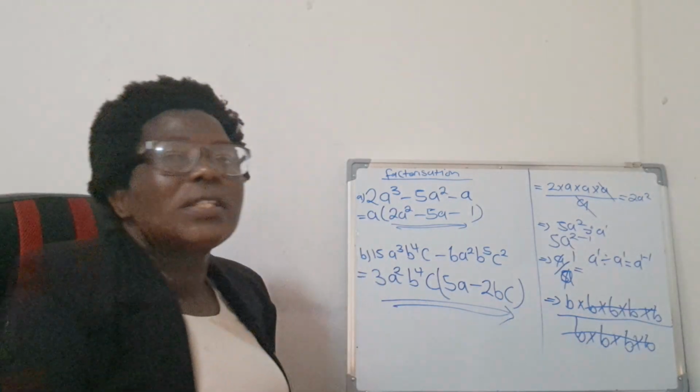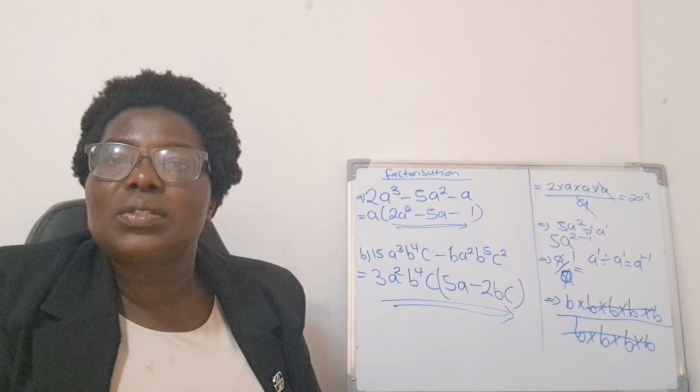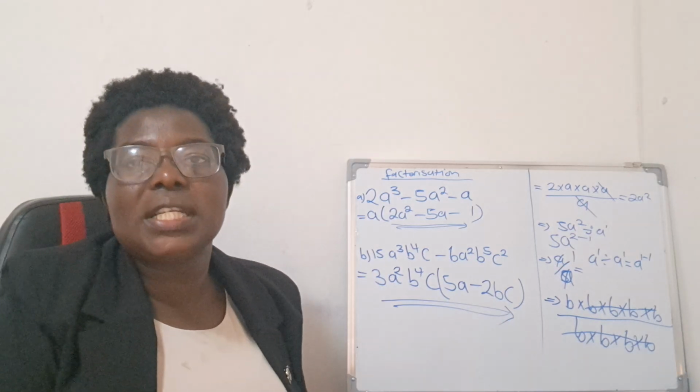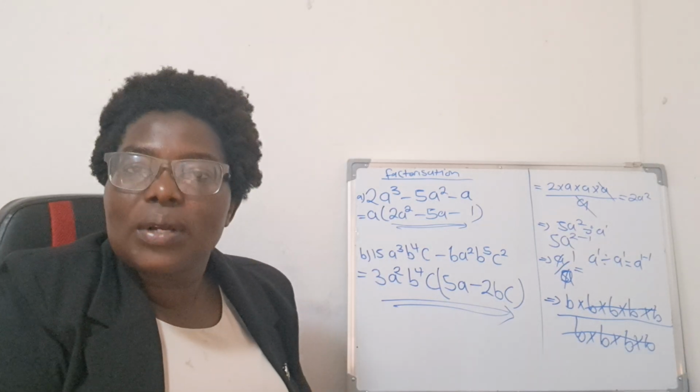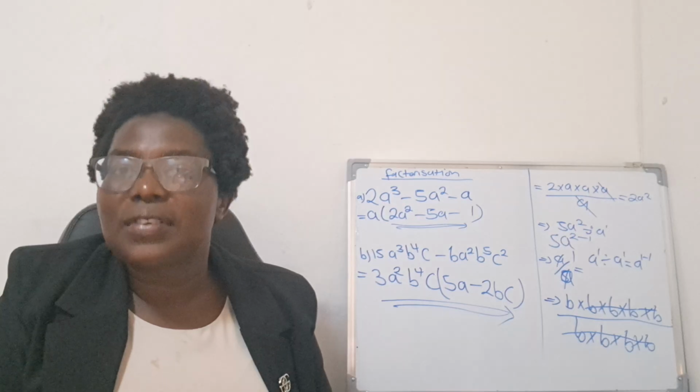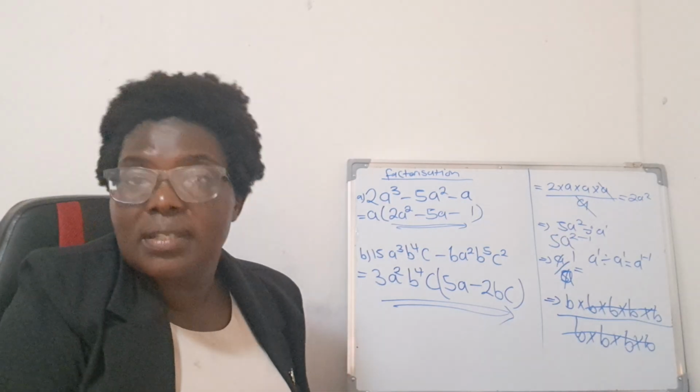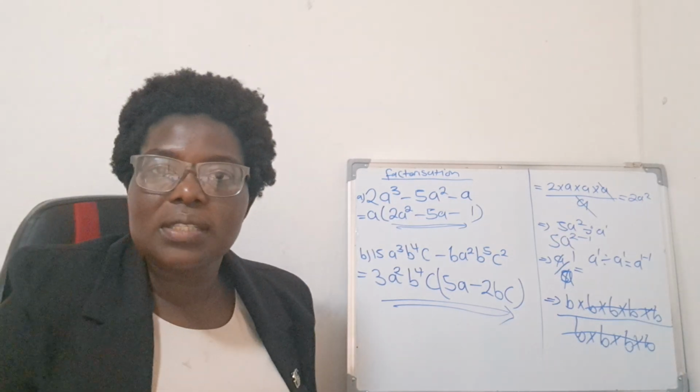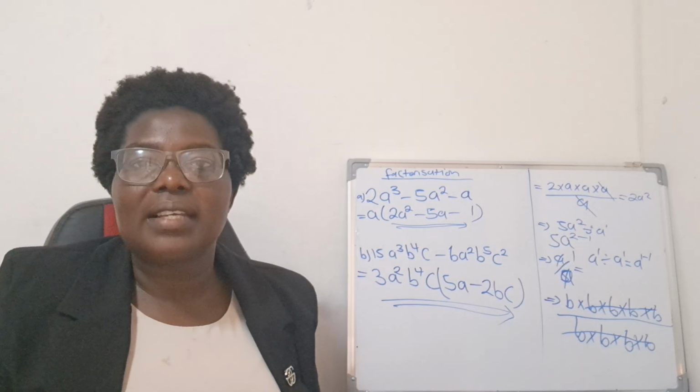If you see yourself factoring out twice, just know that you didn't use the correct highest common factor. You probably used a lower common factor. So what is the catch? Get the highest common factor.